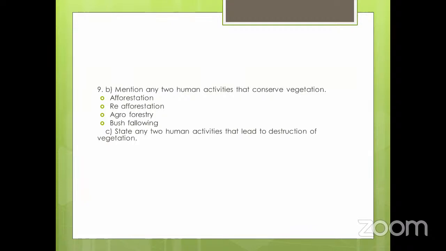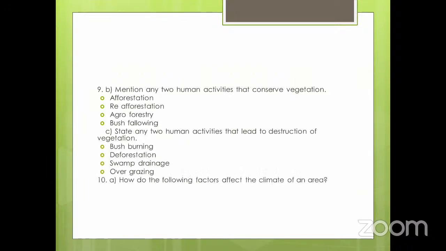Then we have the other ones that destroy vegetation, and those are the ones. Altogether, that is bush burning, deforestation, swamp drainage, overgrazing.